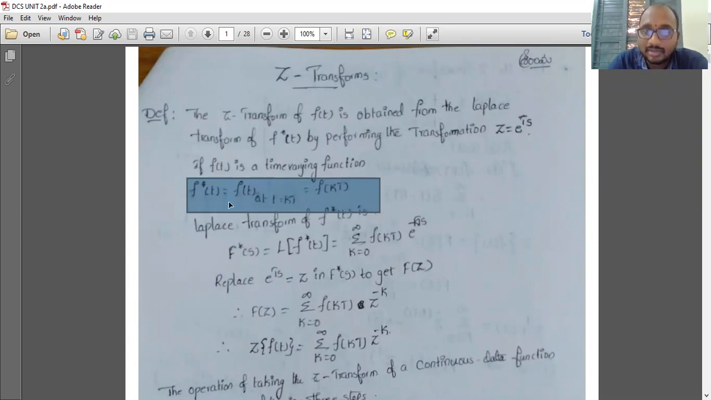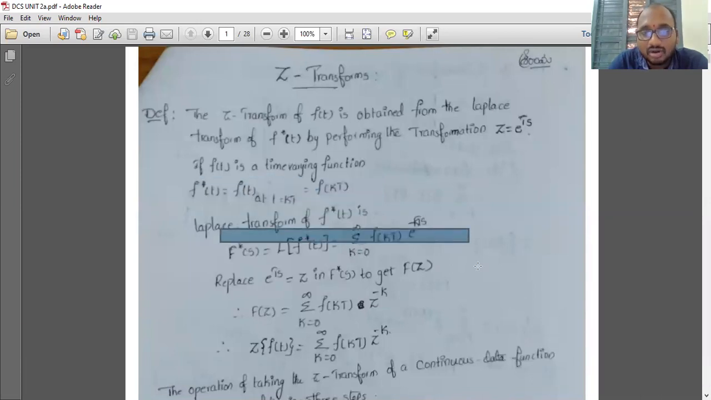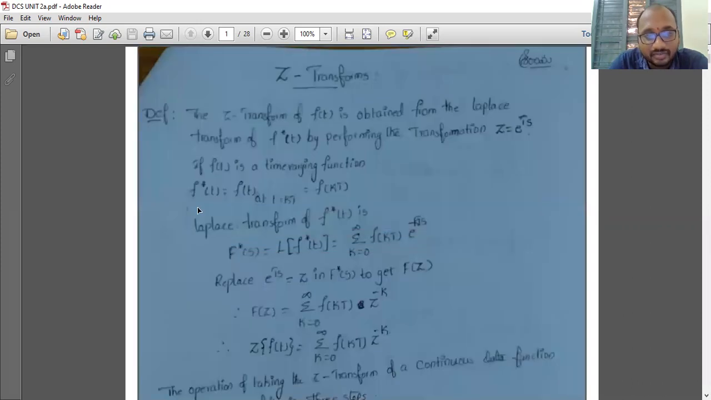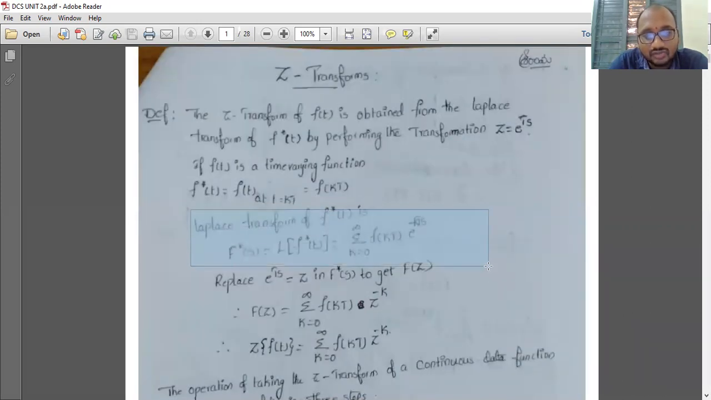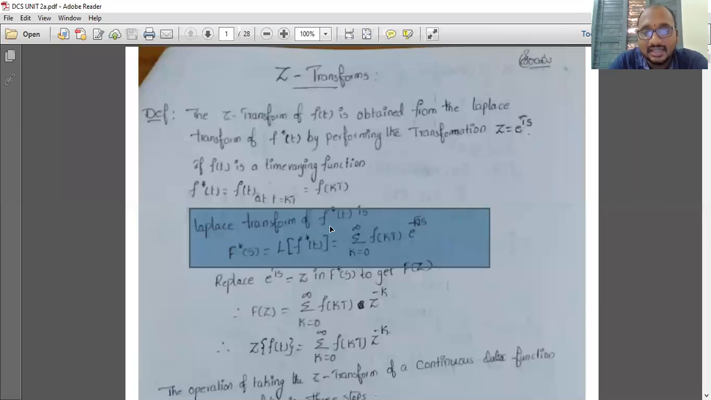Okay, so next we have to apply the Laplace transform to it. So the Laplace transform of that discrete signal f star of t is nothing but f star of s, which is equal to the Laplace transform of f star of t. That is equal to, by the basic Laplace transformation formula, sigma k is equal to 0 to infinity, the function f of kt into e power minus k into ts.